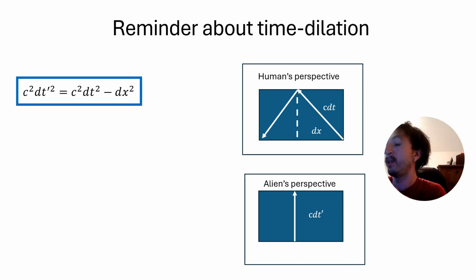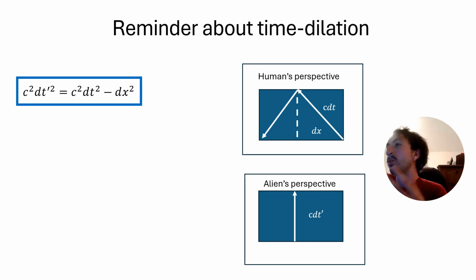essentially, providing the alien does have some horizontal velocity, or the train as a whole, including everything in it, including the alien, that is, providing dx is not 0, then dt prime is going to have to be less than dt. So the time it takes for the light beam to hit the ceiling of the train is going to be smaller for the alien than it is for the human. So the alien is going to think less time has passed than the human thinks has passed.